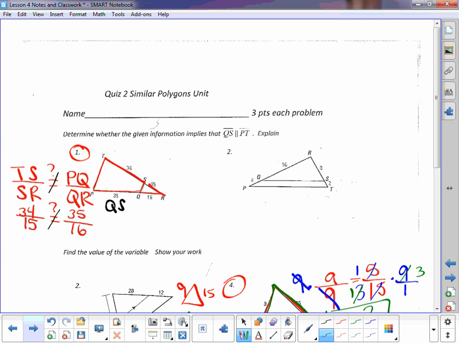QS is not parallel to PT. And how do we know that? We know that because the sides are not proportional. I'm just going to say because, and I'm just going to list this proportion that I set up. Again, you might have done a different proportion, that's fine. But just going to say that that proportion does not work. They are not proportional.